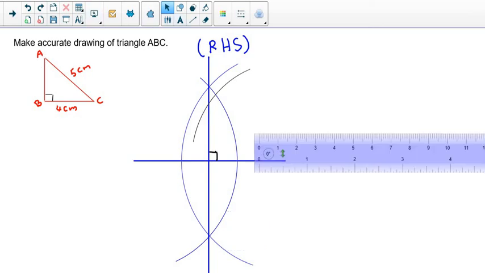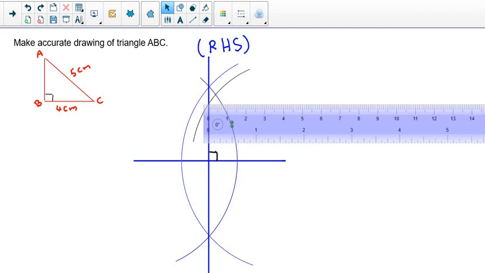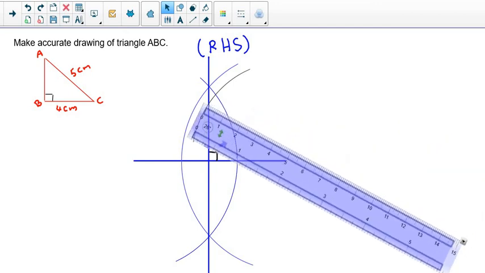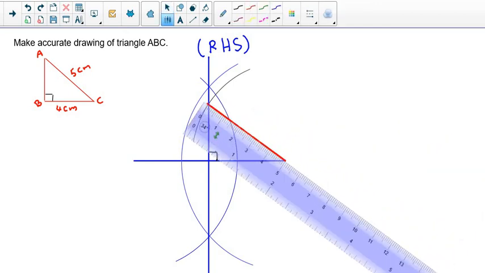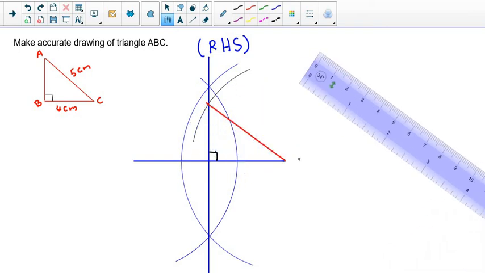So this is CB, and this point here is A. This one is 4 centimeters, this one is 5 centimeters.